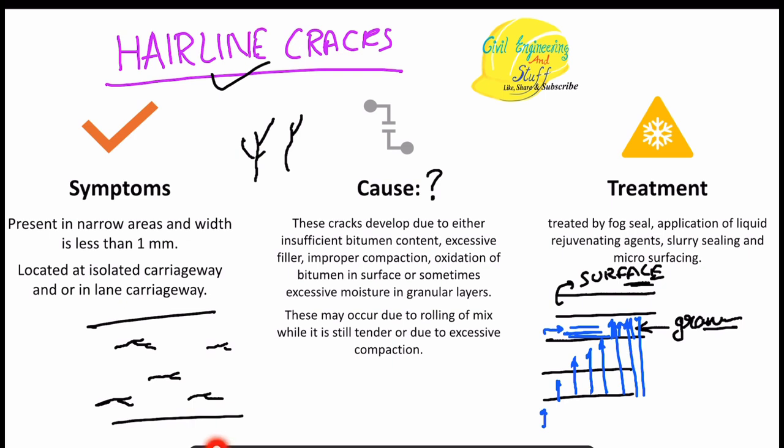So these are not of very great concern. These happen because of any number of reasons, and they can be treated very easily, right? With treatments like the use of fog seals, application of liquid regenerating agents, slurry seal and microsurfacing, these kinds of hairline cracks can be treated.